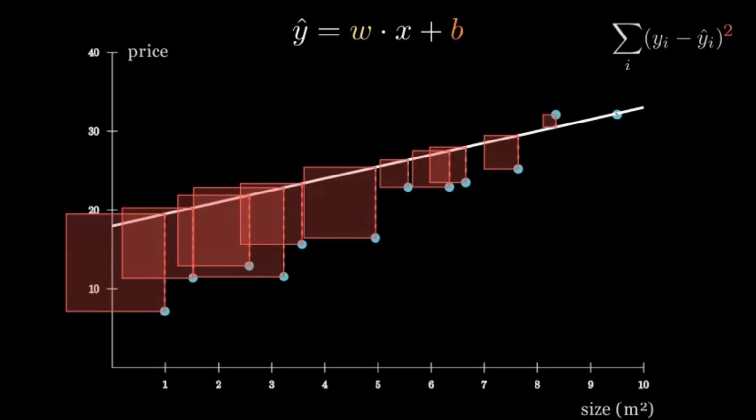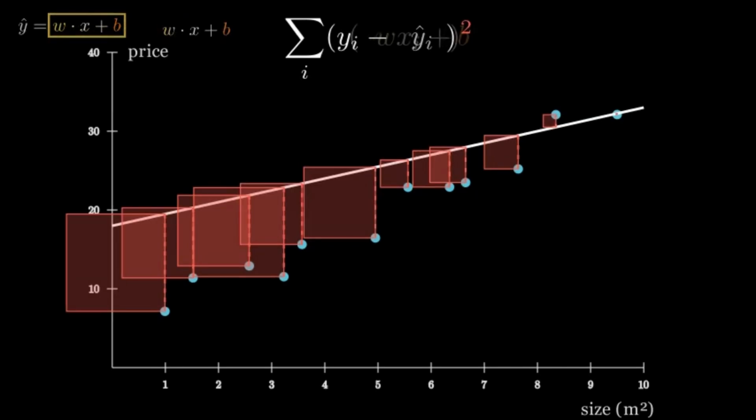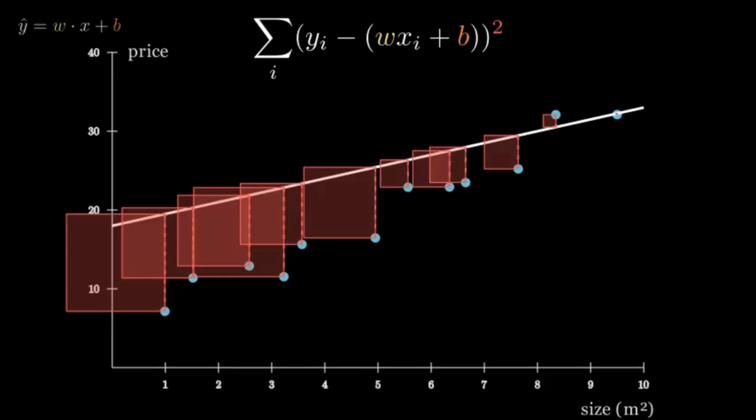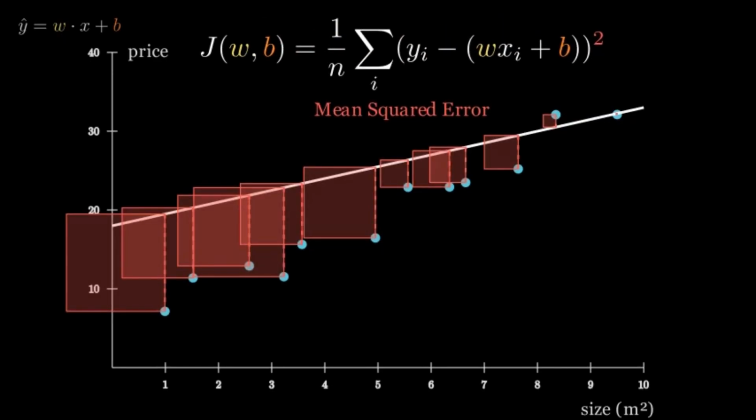Averaging the squared residuals over all n points gives us the mean squared error, our loss function, J of w and b. And remember, y hat is nothing mysterious, it's just w times x plus b. Substitute it in and read the formula carefully. For each point, predict, subtract the truth, square it, and average. Here's the shift in perspective that unlocks everything. J is a function of w and b. The data is fixed, the knobs are the variables.